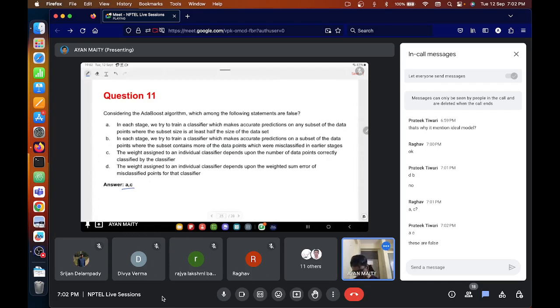And option D is correct about AdaBoost, that the weight assigned to an individual classifier is the weighted sum error of the misclassified points to that error for that classifier. But C is not correct about AdaBoost, so C is also a correct answer for this question. So A and C, these are the two correct answers.